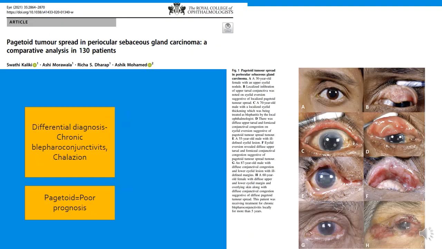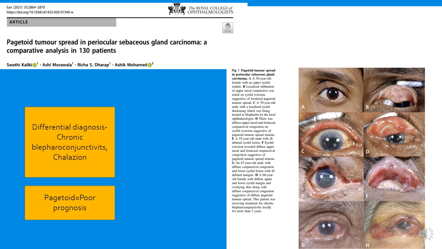Going into the histology of sebaceous carcinoma, always remember that pagetoid tumor cell spread is common in sebaceous carcinoma. A lot of times clinically, this pagetoid tumor spread of sebaceous carcinoma is usually misdiagnosed as chronic blepharitis or chronic chalazion or chronic blepharoconjunctivitis, and treated for so many years like that without proper diagnosis. So this clinical image is taken from this paper just to reiterate the importance of looking for pagetoid spread in sebaceous carcinoma.